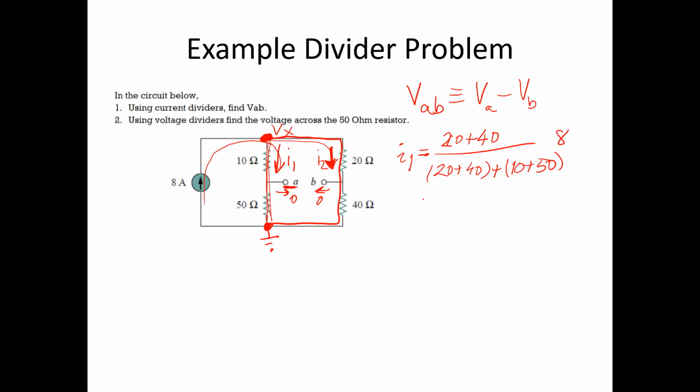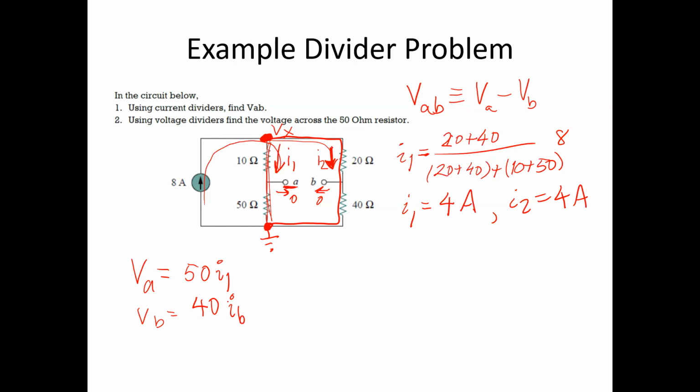And this just turns into 60 over 120, which is 1/2 of 8, and you find that I1 is equal to 4 amps. If you subtract that from 8 amps, then you can find that I2 is also equal to 4 amps. Now, how can we use this to find VAB? Well, VA is going to be equal to 50 times I1, and VB is going to be equal to 40 times I2.